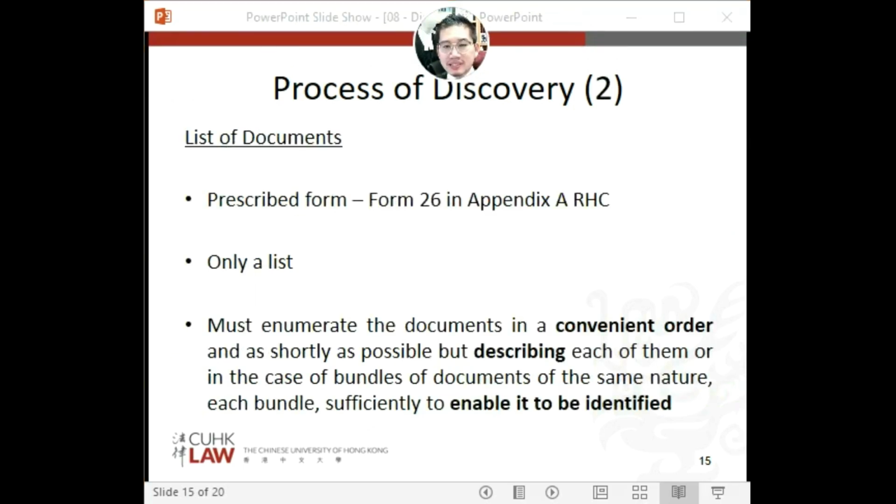Okay, so some more detail about the list of documents. There is a prescribed form, Form 26 in Appendix A of the RHC. It is only a list of documents, so it does not contain documents. The party preparing it must make sure it is in a convenient order. There must be an adequate description of each document to enable it to be identified.